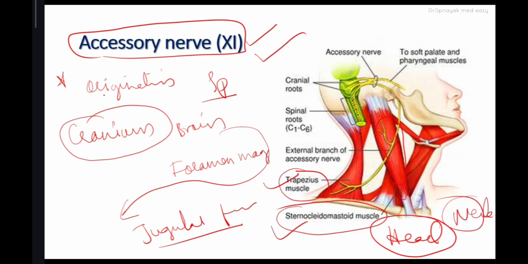Okay, one important point: it is originating from the spinal cord, entering into the brain, and from the brain again it is coming back, and it is innervating the muscles: trapezius muscle and sternocleidomastoid muscle. With that, it helps in movement of the neck region.